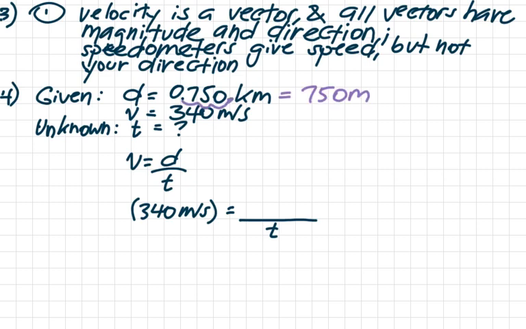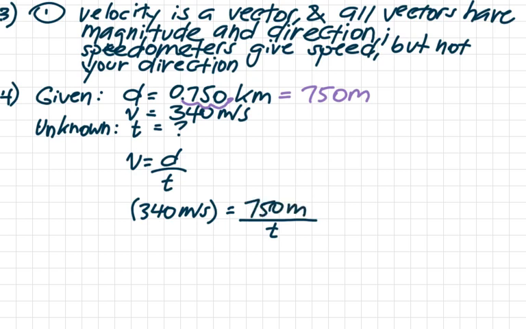And I want to keep all my units the same, so I've got to convert to meters since my speed is in meters per second, not kilometers per second. I guess you could call the 340 meters per second 0.34 kilometers per second, but either way, you got to keep all the units the same.